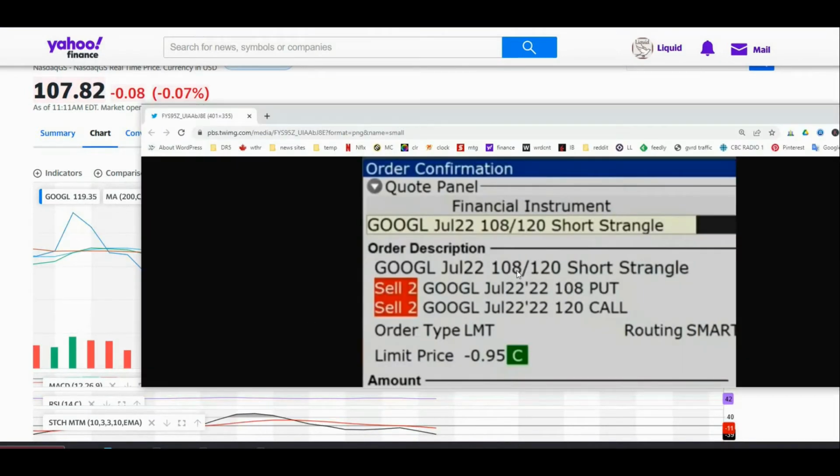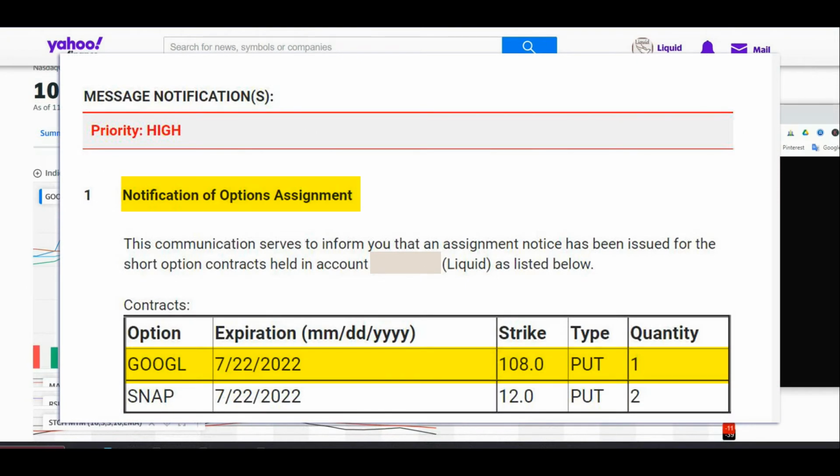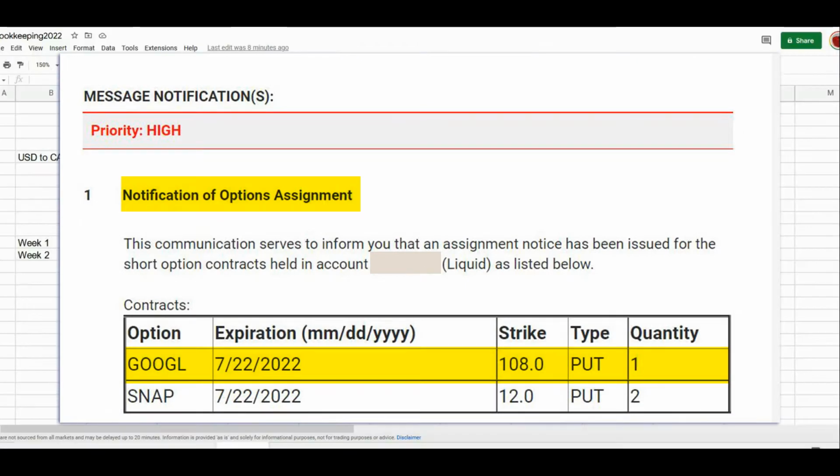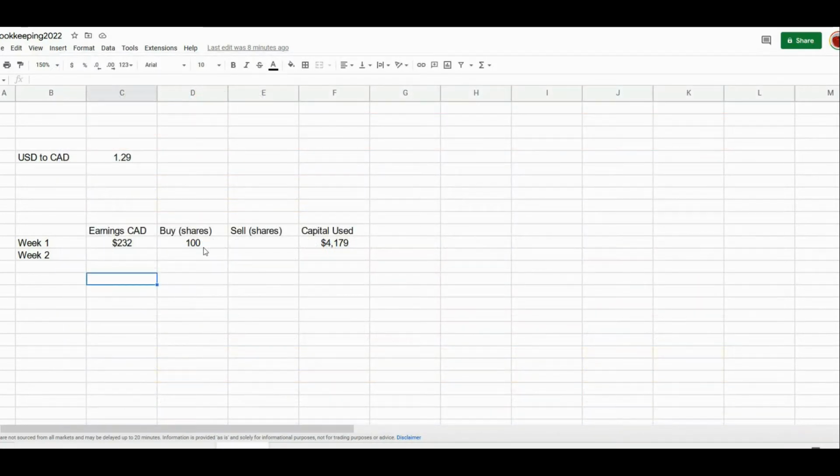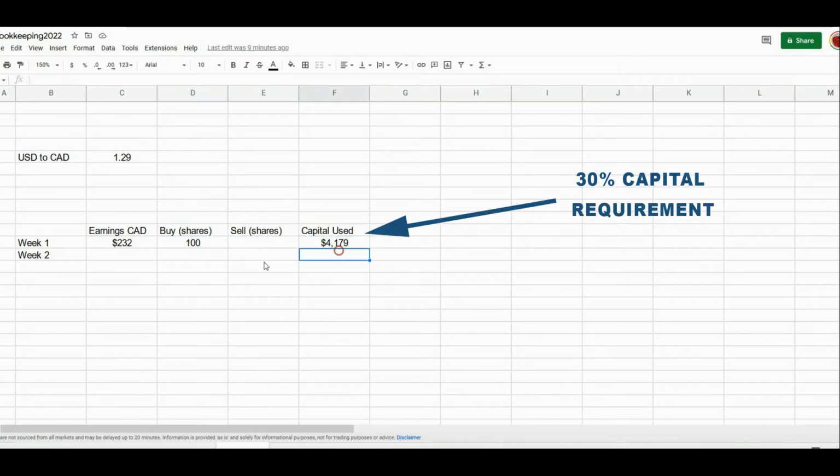So at the end of the day, one of the option holders decided to exercise, and then the other one decided to let it expire worthless. So that's not something you would see every day, but I ended up with 100 extra shares of Alphabet. And the capital used for that, this is all in Canadian dollars, is 4,179. And the options earnings I made last week was 232.